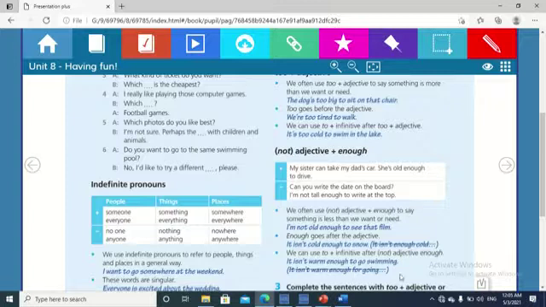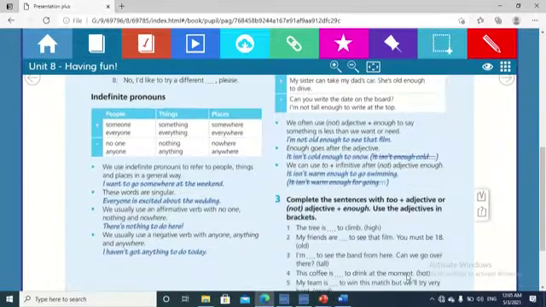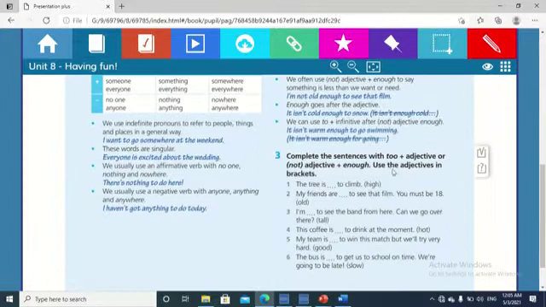It's not for swimming. So look here at the examples. Complete the sentence with too + adjective or adjective + enough. Use the adjectives in the brackets. So if you say that the adjective is more than needed, use too. If you say that the adjective is less than you need, use enough after the adjective.